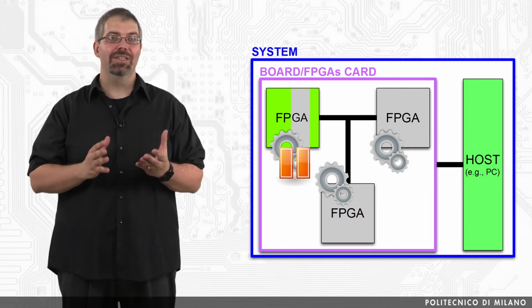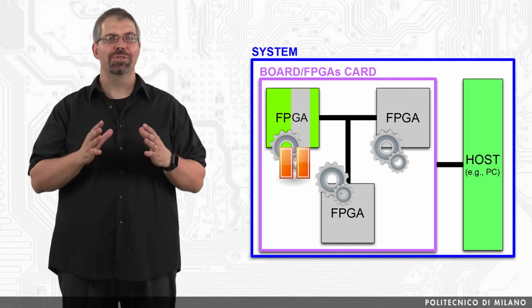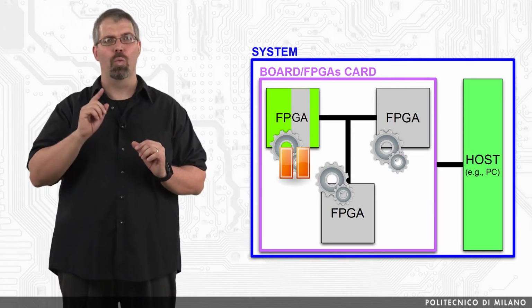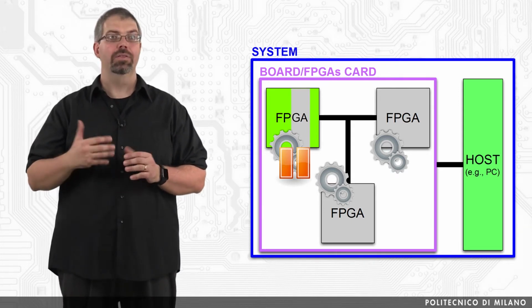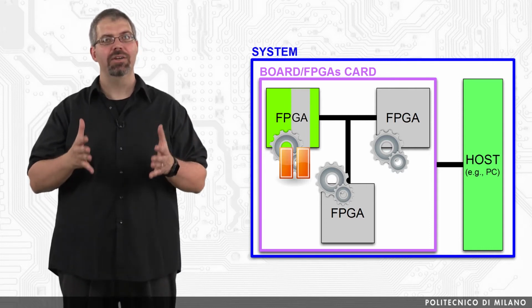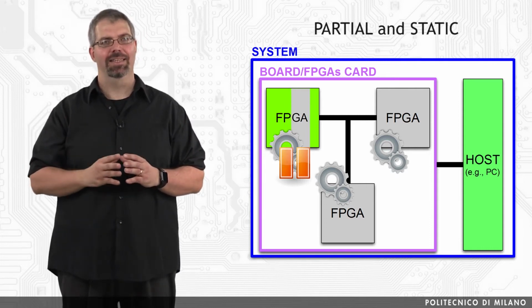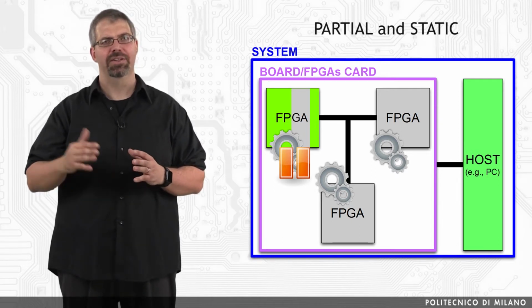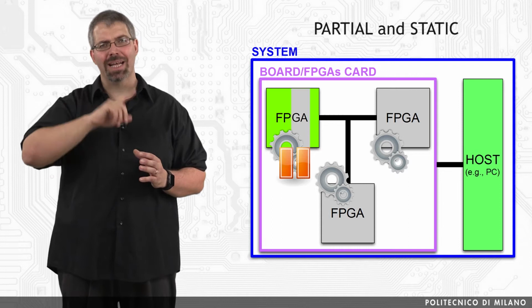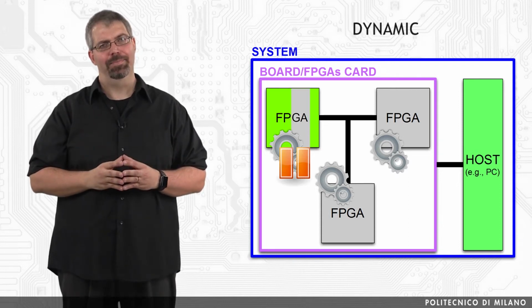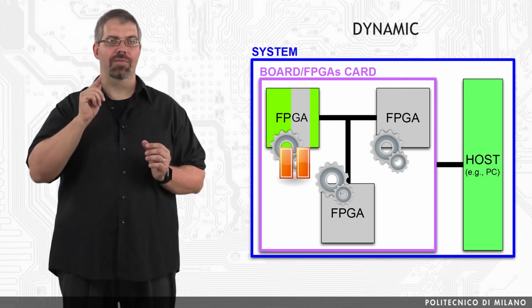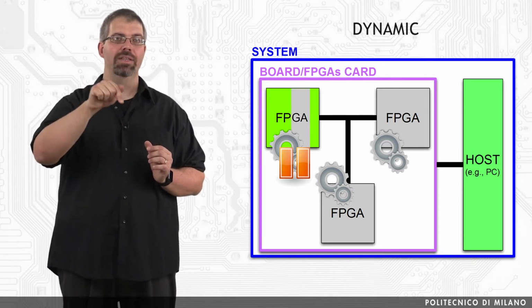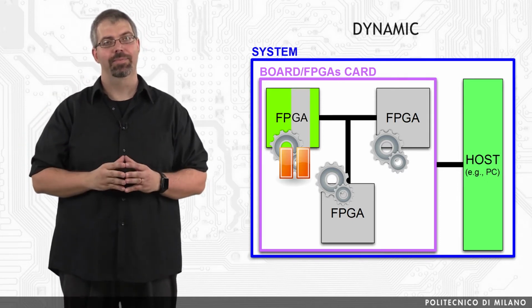Now, in the scenario depicted in this figure, we are observing a partial reconfiguration of one of the three FPGAs. The reconfiguration with respect to the single FPGA is partial and static, since the rest of the elements on the chip are not making any progress in their computation. But with respect to the board, it is dynamic. The partial reconfiguration of the FPGA is happening while the other two devices are working.